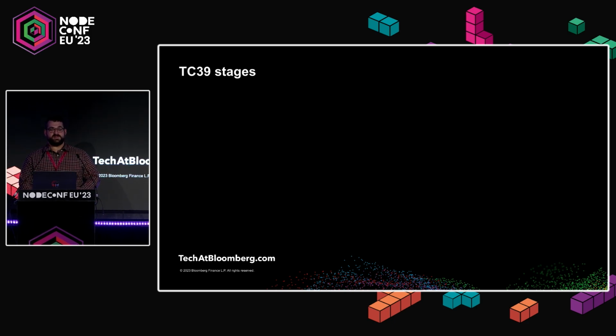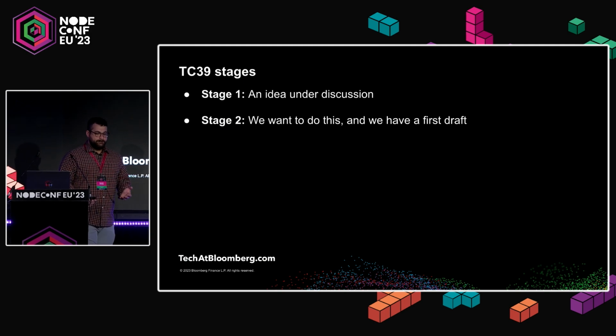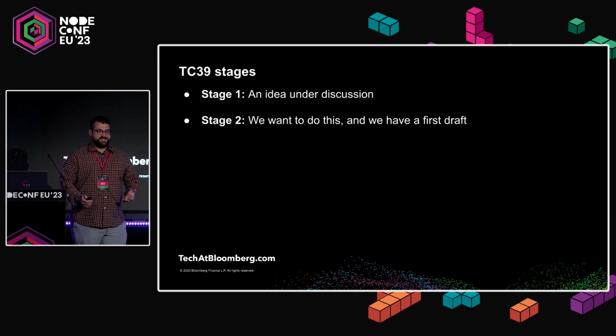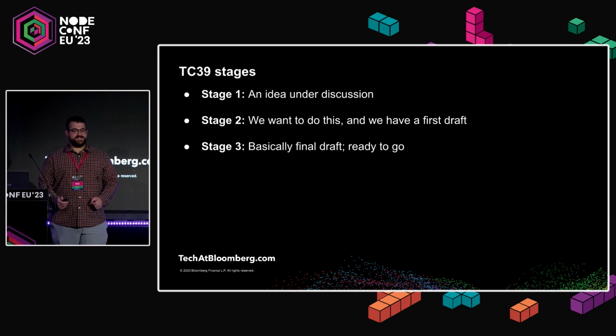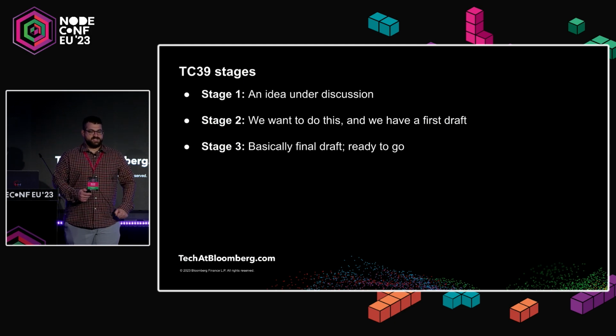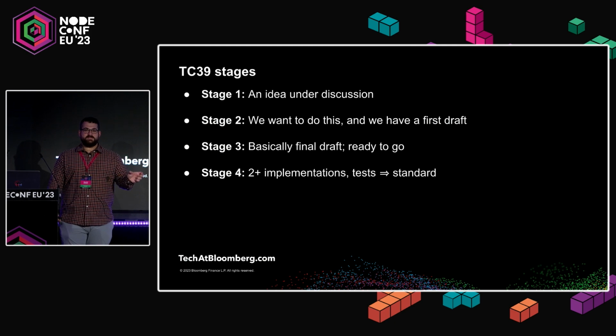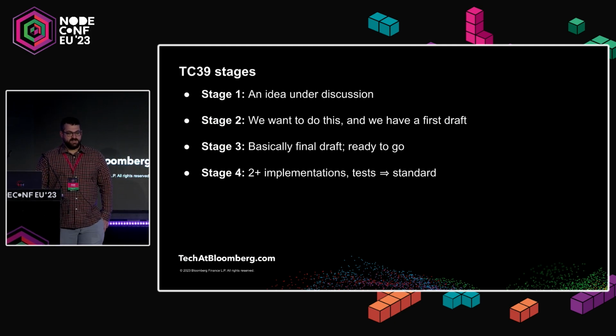TC39 proposals go through a stage process. So first, an idea is put under discussion. Then we all agree that we want to do this, and we have a first draft articulated to share. At stage 3, something is ready to go. Ready to be implemented. We have a very solid design that the committee is happy with. At stage 4, we have multiple implementations, as well as Test262 tests that can be applied to any JavaScript engine. And it's time to put it in the standard.